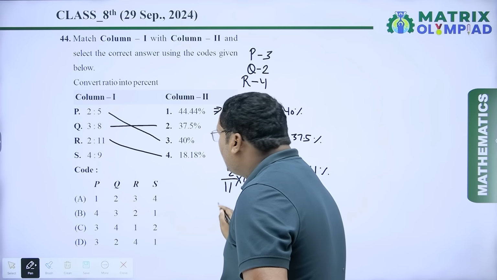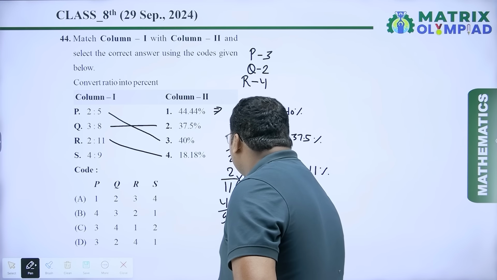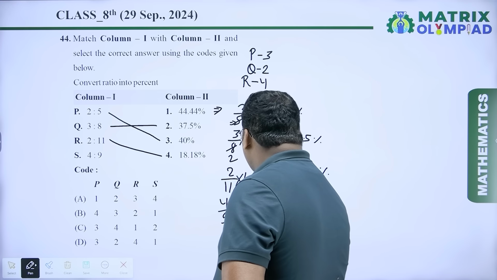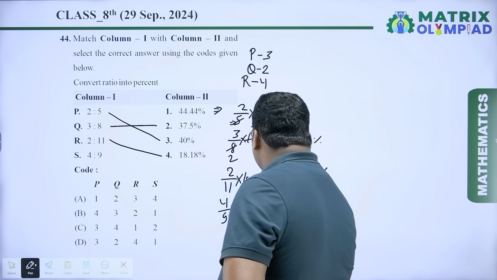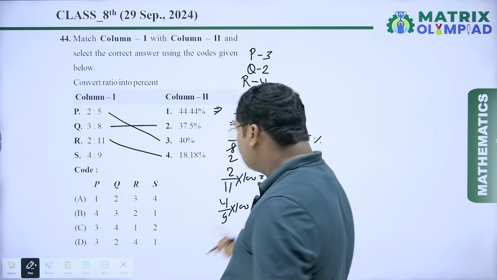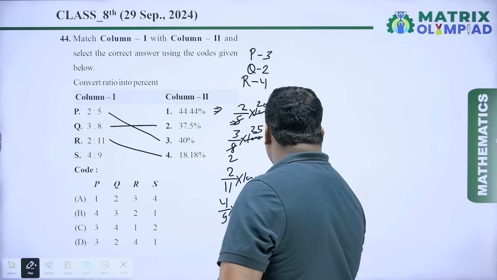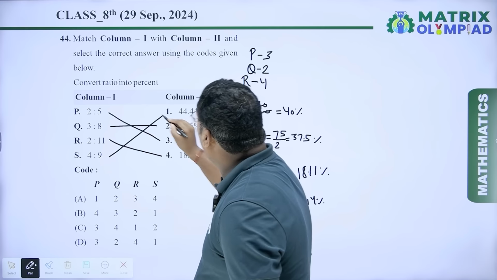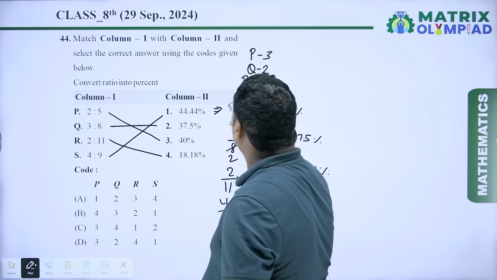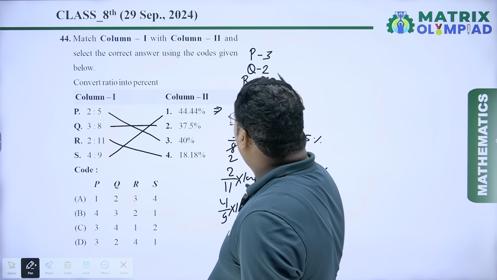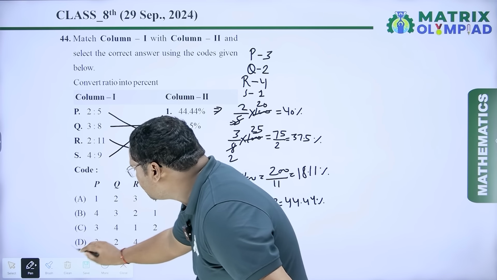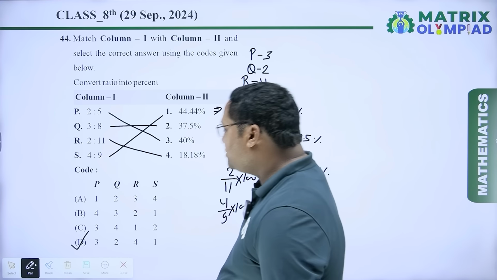Next is 4 by 9. So it is 4 by 9 into 100. We have to divide 400 by 9. We will get 9 4s are 36. 40, 9 4s are 36. We will get 44.44%. So for option S, right option is 1. So the arrangement are 3 2 4 1. So 3 2 4 1 is option number D. So right option is D.